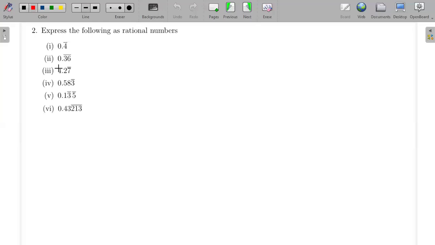Rational numbers are just fractions, so we want to convert all these into fractions. There's a different way in which you convert such numbers to fractions than those terminating decimal numbers. So for example, if I had 0.4 and I want to convert it into a fraction, I write the number after the point on top, and then I write 1, and I'll add a number of zeros here, depending on how many decimal places I have.